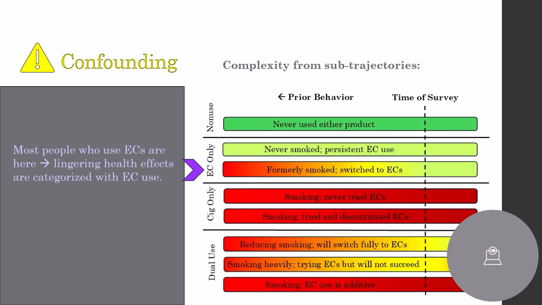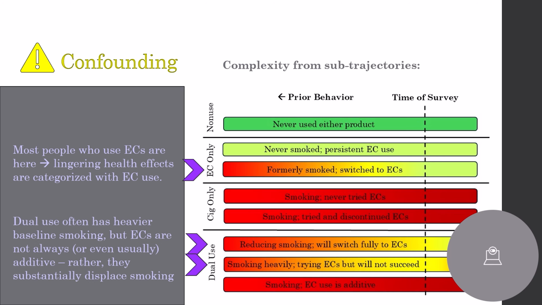In the exclusive e-cigarette use group, while a small percentage of them never smoked, most of them formerly smoked and might have lingering health effects that are in the analysis being interpreted as effects of e-cigarette use rather than smoking. Also, dual use is interpreted usually as additive exposures from both smoking and vaping. However, when somebody starts e-cigarette use and becomes a dual user, often they substantially reduce their cigarette consumption, and that leads to important subgroups or subdistinctions of dual use as well.